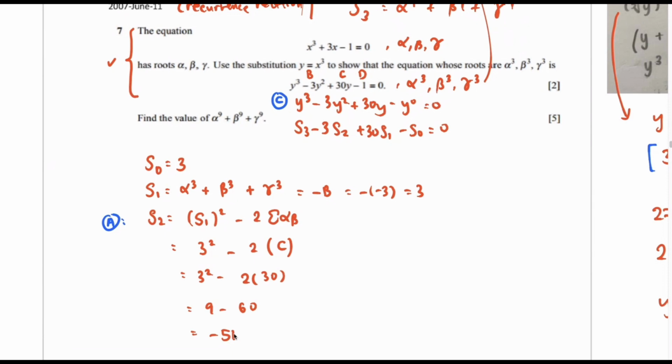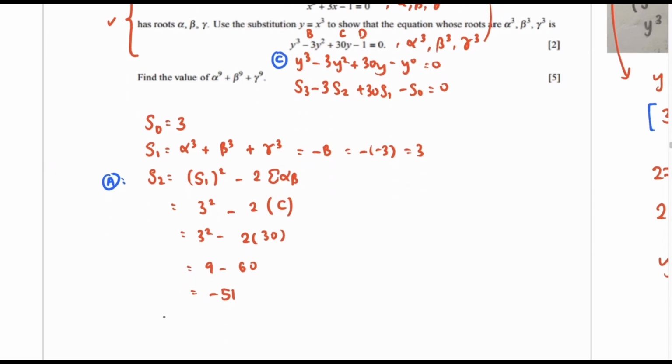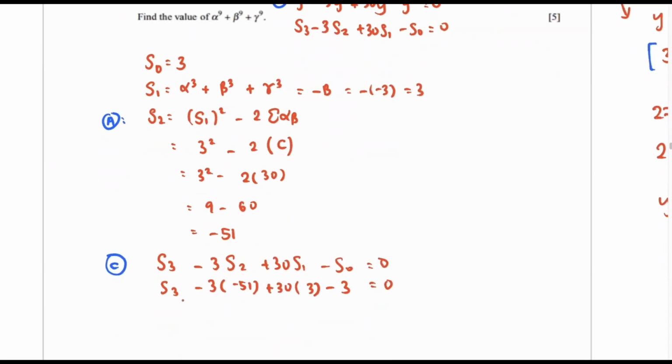Then we are looking for S3. S3 is basically this one. So S3 minus 3S2 plus 30S1 minus S0 equal to 0. So this is the technique C that we learned. Now we substitute the values. S3 minus 3 times negative 51, plus 30 times 3, minus 3, equal to 0. And then we can find S3.